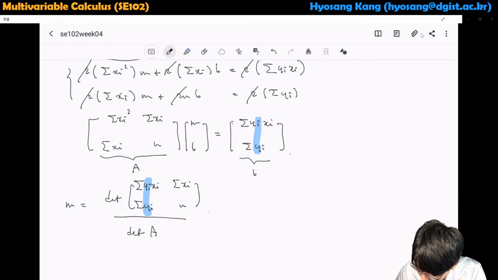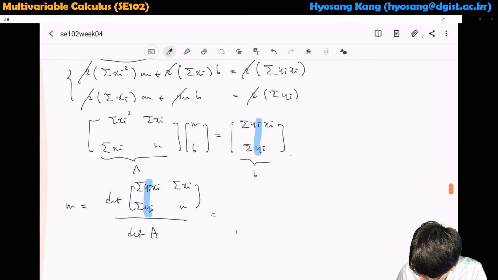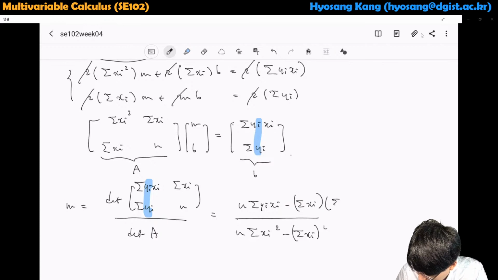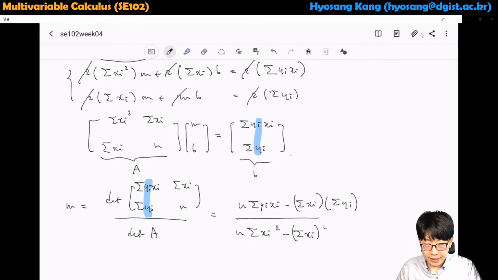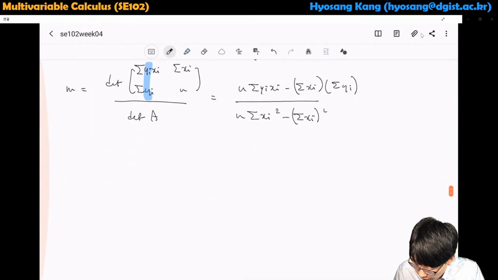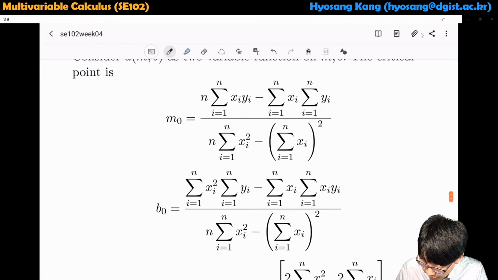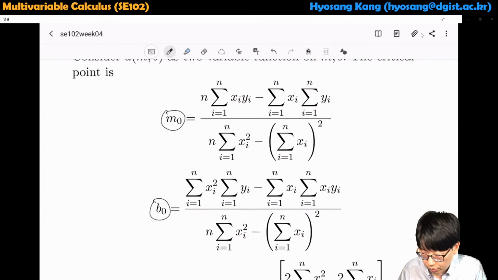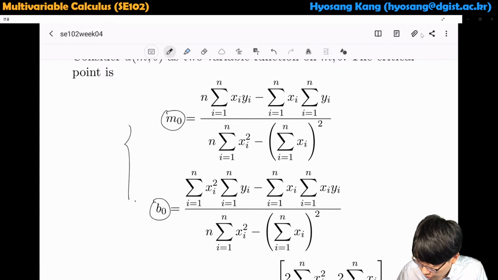Okay. So what happens here? We have n Σxi² minus (Σxi)², and then we have n Σyi xi minus Σxi Σyi. Okay, that's our m. That makes these 2 equations hold. So that's the formula I wrote here. This is the critical point, only one critical point in this case. So you can do the same for b, and you get these 2 solutions.